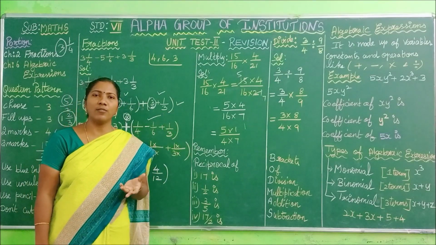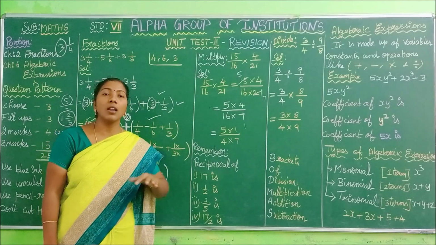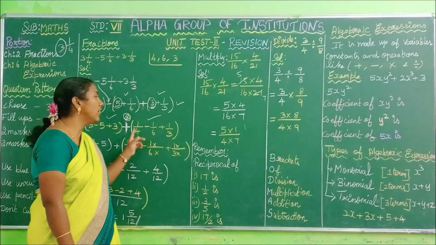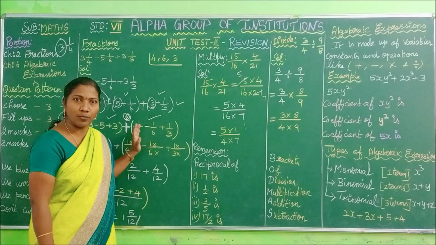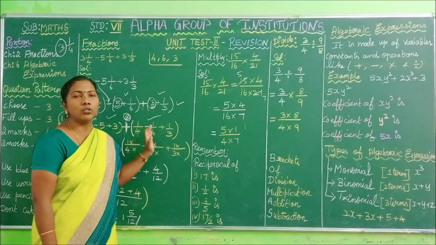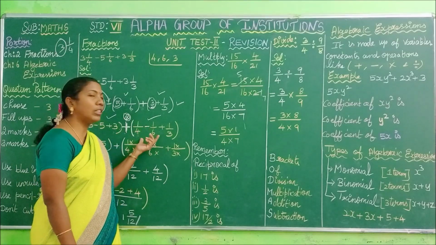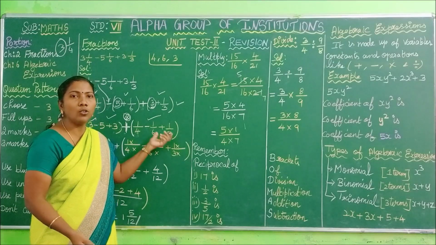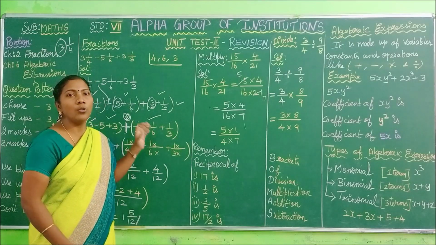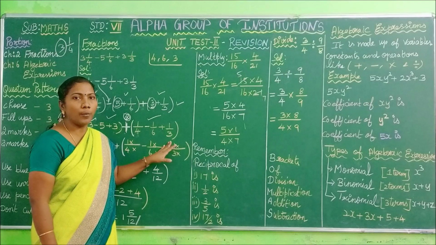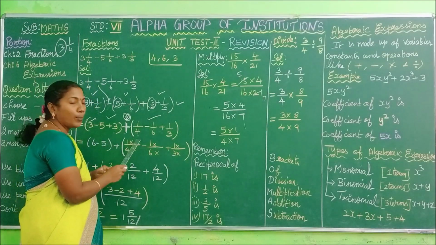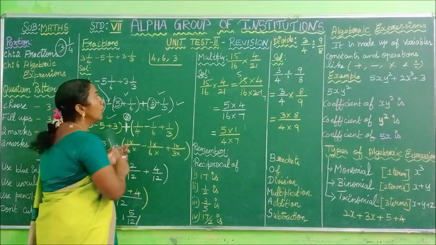What is meant by unlike fractions? The denominators are different. So, in order to add or subtract the fractions, the denominators should be the same. Here we have different denominators. So, in order to make them the same, we have to take the LCM of these denominators. So, what are the denominators? 4, 6, 3.